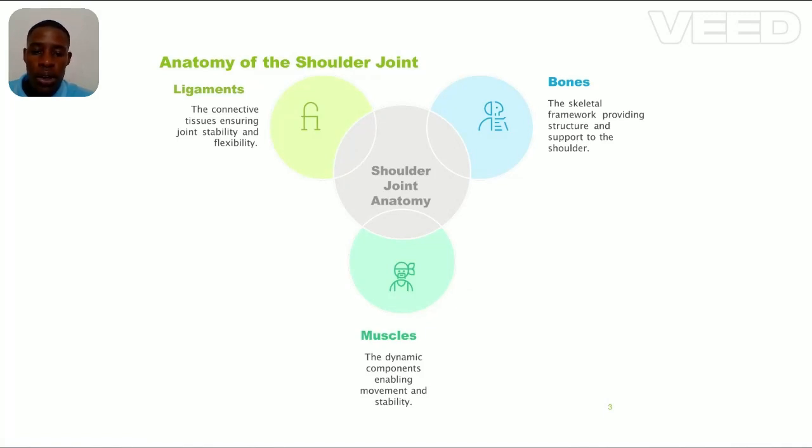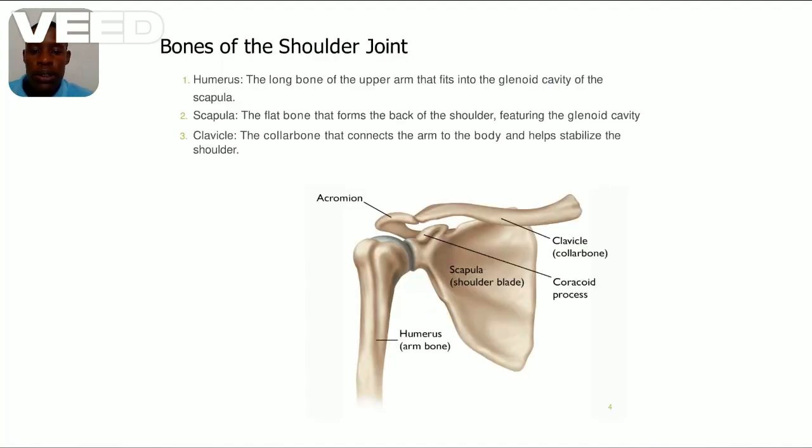So this is the connecting network of the shoulder joint. The ligaments are the connective tissues that ensure the joint stability and flexibility. The bones, which are the skeletal framework, provide structure and support to the shoulder, and the muscles are the dynamic components enabling movement and stability. So we'll go into details of what kind of bones, ligaments, and muscles are at the shoulder joint. So let us start with the bones.